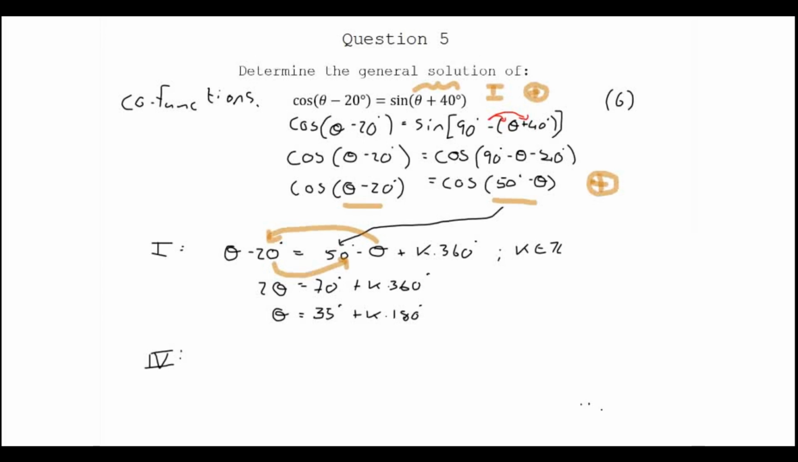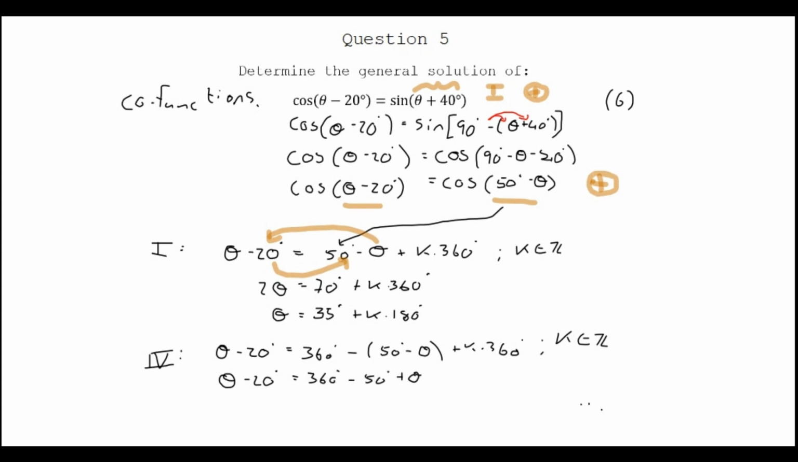And for the fourth quadrant, we would have our reference angle, which is theta minus 20 degrees, would equal, fourth quadrant is 360 degrees, minus that angle, which is 50 degrees minus theta, plus k, multiplied with 360 degrees, where k is an element of integers because they do not give us any limitations. Cool. Now, simplifying this, let's check it out. We get theta minus 20 degrees would equal 360 degrees minus 50 degrees plus theta plus k times 360 degrees.